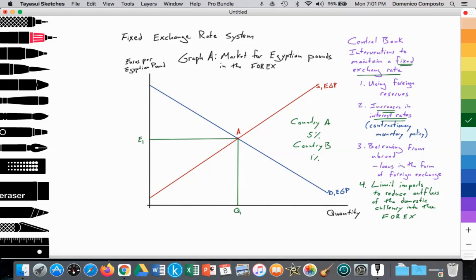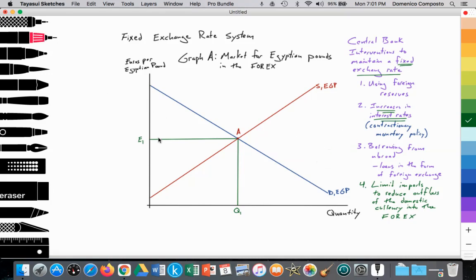But the negative aspect of this is that they have to repay those foreign loans in the currency that they borrowed from. So if it's in dollars, they're going to have to pay it back in dollars. So if the Egyptian pound, in this case, loses value, it's going to be increasingly more difficult for Egypt to pay off its foreign debts. And the last example, which is the one we're going to use for our example, is to limit imports. Limiting imports reduces the outflow of your domestic currency into the foreign exchange. Okay? So let's go ahead and illustrate this.